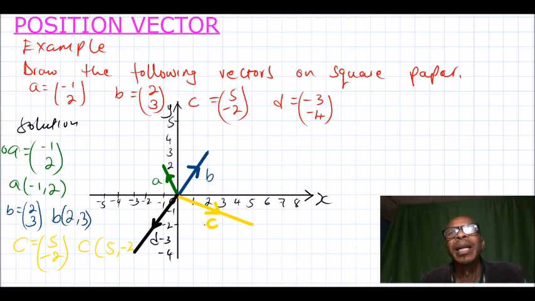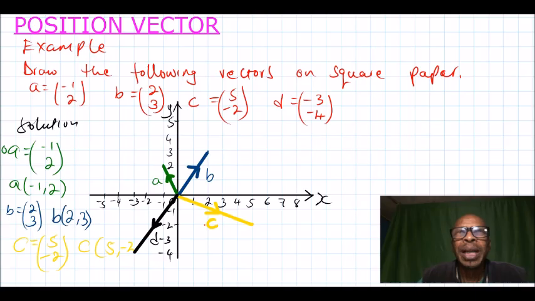There is not much to say about position vectors except to understand that position vectors are those vectors that start from the origin, and that is very important. Although it may look very simple, we are going to make use of position vectors to solve problems in advanced lessons that we are going to have. So do not ignore that.